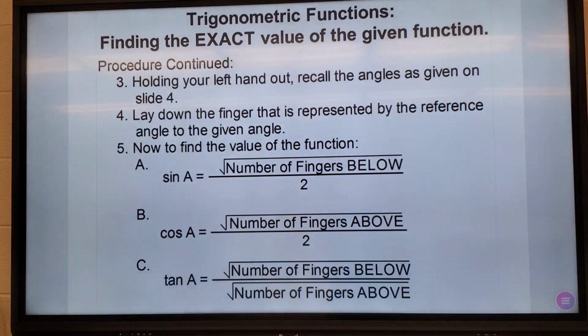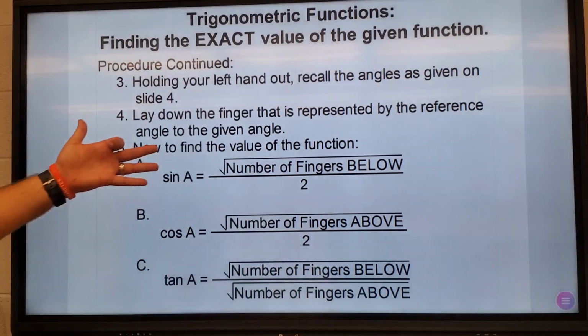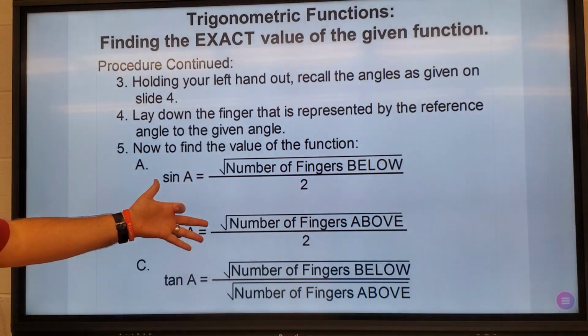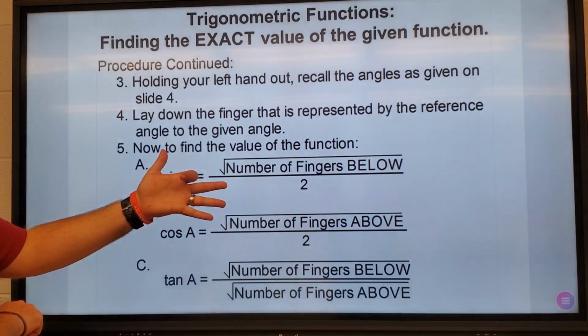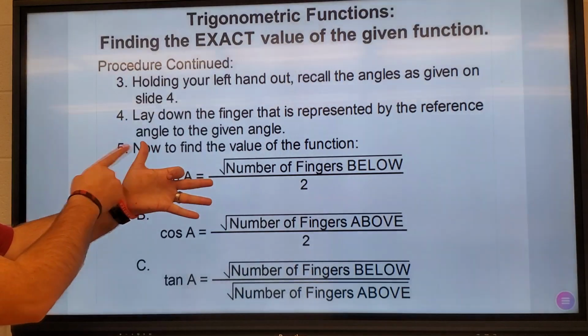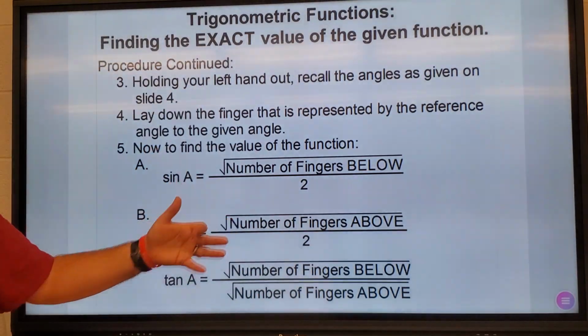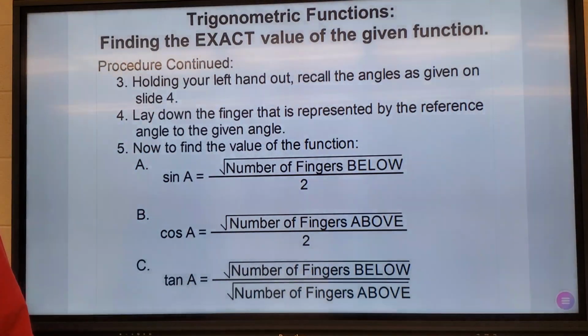Tangent of A is now the square root of the fingers below divided by the square root of the fingers above. So if I again use that 60 degree reference here, 60 degrees, square root of below would be the square root of 3. Square root of above would be the square root of 1. So square root of 3 divided by the square root of 1, which simplifies to be the square root of 3 over 1, or just the square root of 3. Okay, again, you will get lots and lots of practice with this.